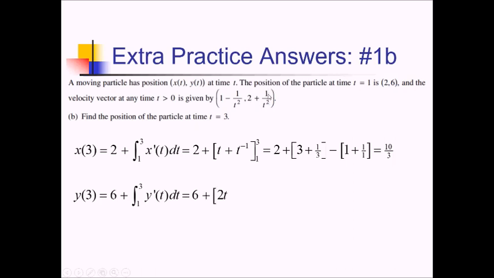And then this was initially t to the negative 2, bumps up to a negative 1, so we have minus t to the negative 1, evaluated from 1 to 3. So we've got 6 plus this stuff with 3 plugged in, minus this stuff with 1 plugged in. So altogether, if you wanted to simplify it, we've got 6 plus another 6 is 12.